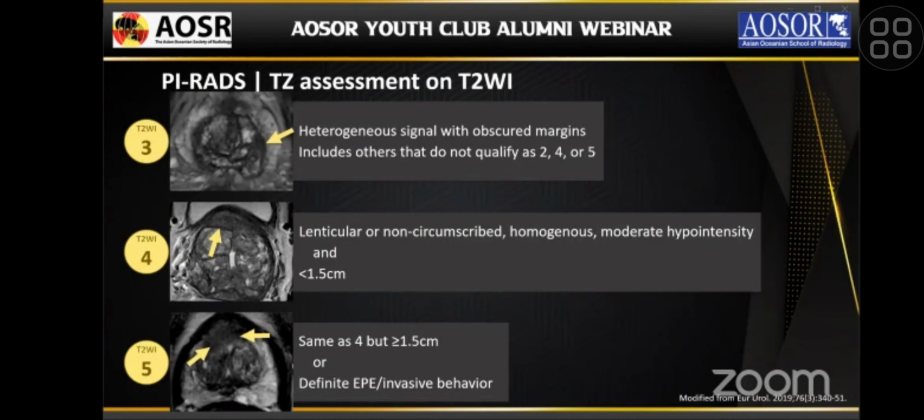T2WI score 3 is an equivocal finding, defined as a heterogeneous signal with obscured margin that does not correspond to any of the other scores. Lenticular or non-circumscribed homogeneous moderately hypointense lesions are assigned 4 or 5, depending on their size, and definite EPE is also scored 5.